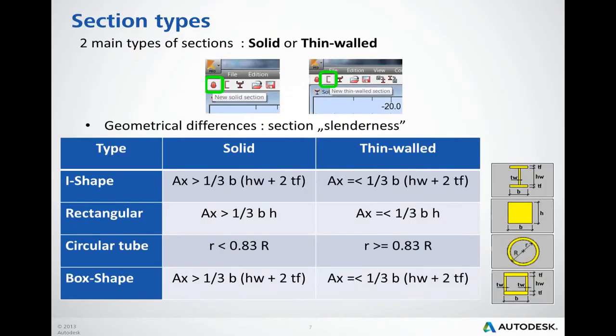It is possible to calculate properties for two types of sections, solid and thin-walled. Before starting section shape creation, it's required to select the section type by clicking the appropriate button. How to distinguish whether the section which must be calculated is solid or thin-walled? Some general rules are shown on this slide. Slenderness of the section must be checked.